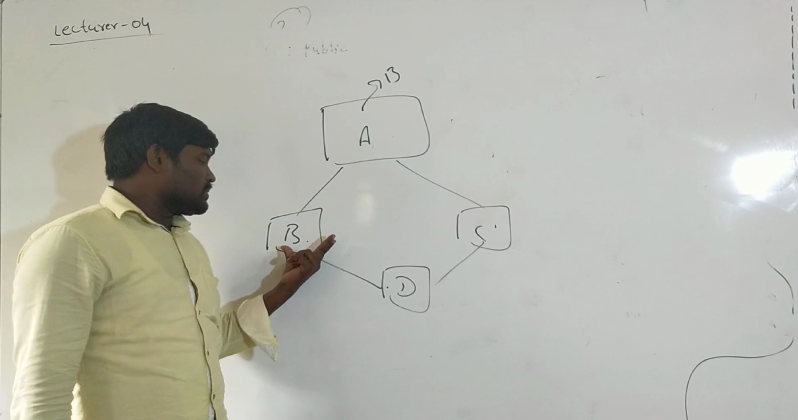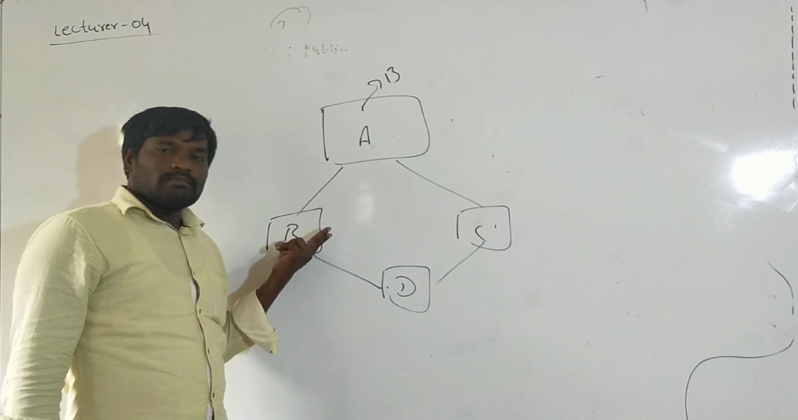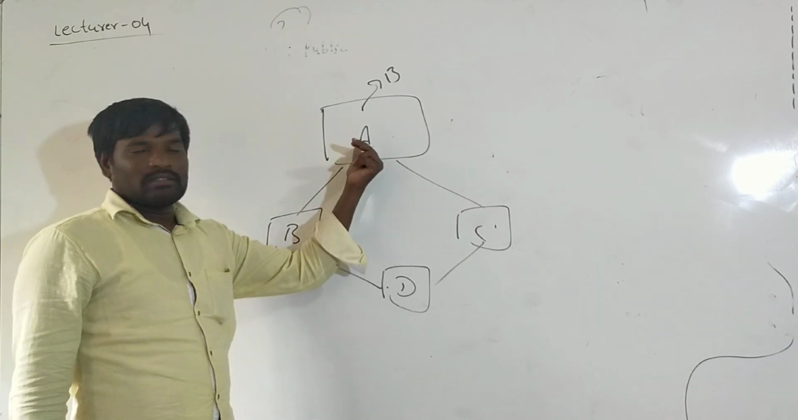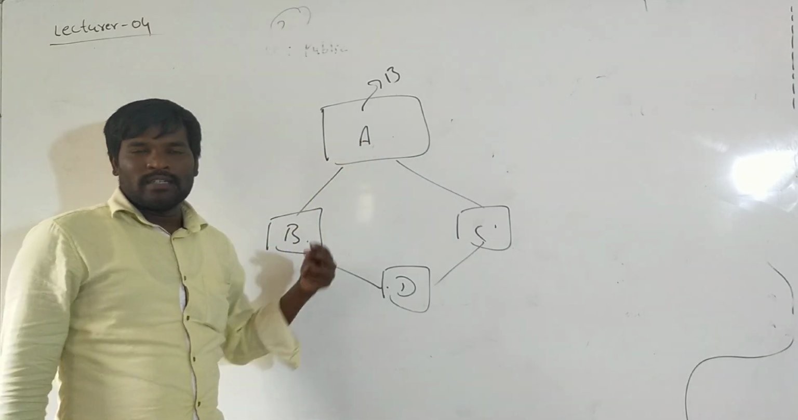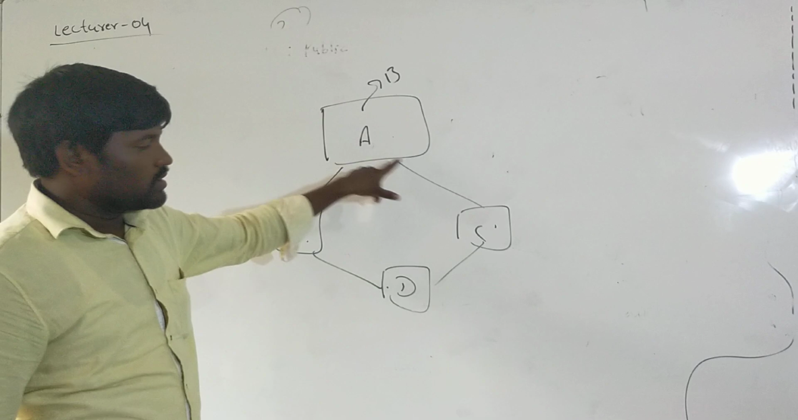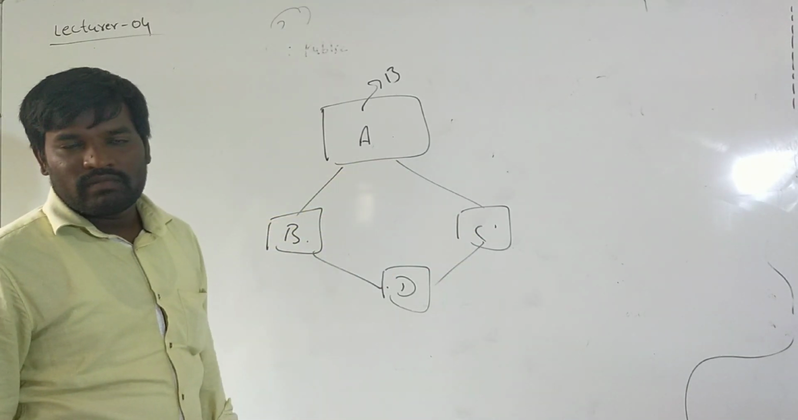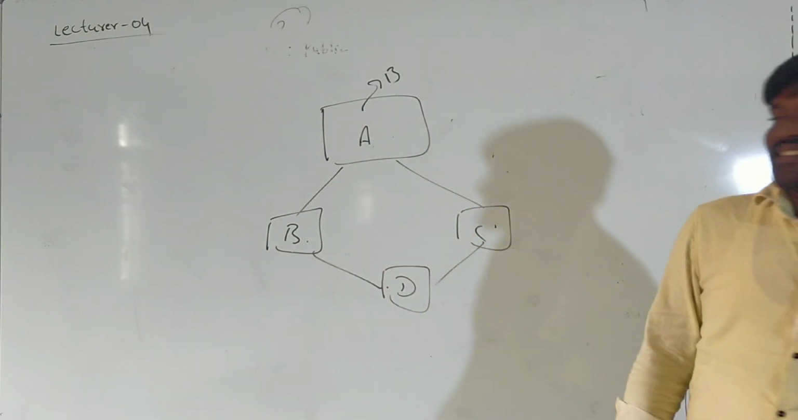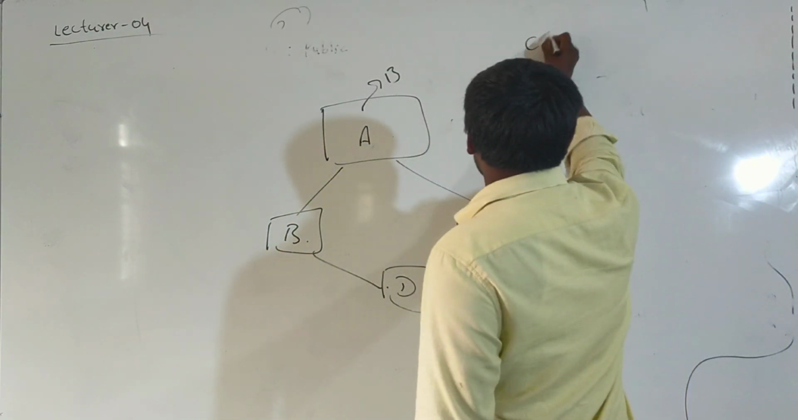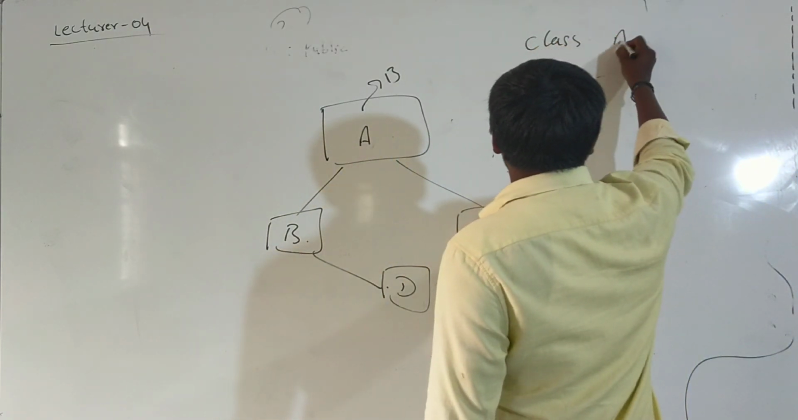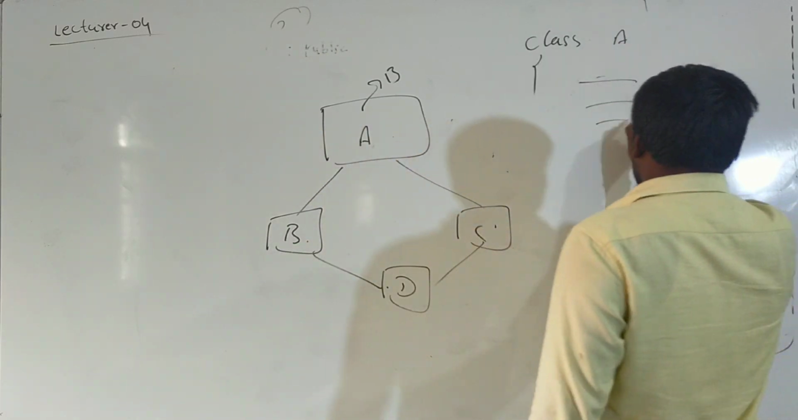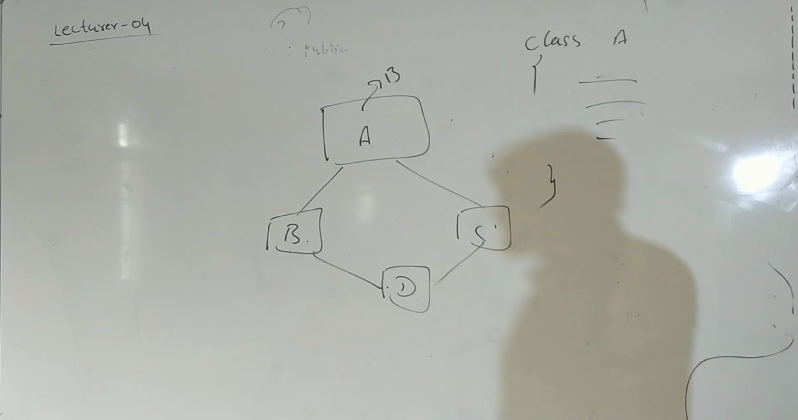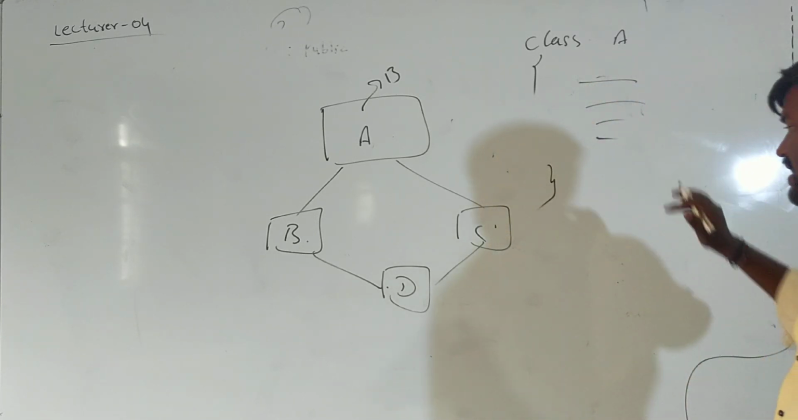At the time of implementing the B derived class, we can mention public virtual A, in the same way for C. There is no program for our syllabus, only the syntax. So I can write the syntax here, class A. This is only the syntax. Here you have to mention the statements.